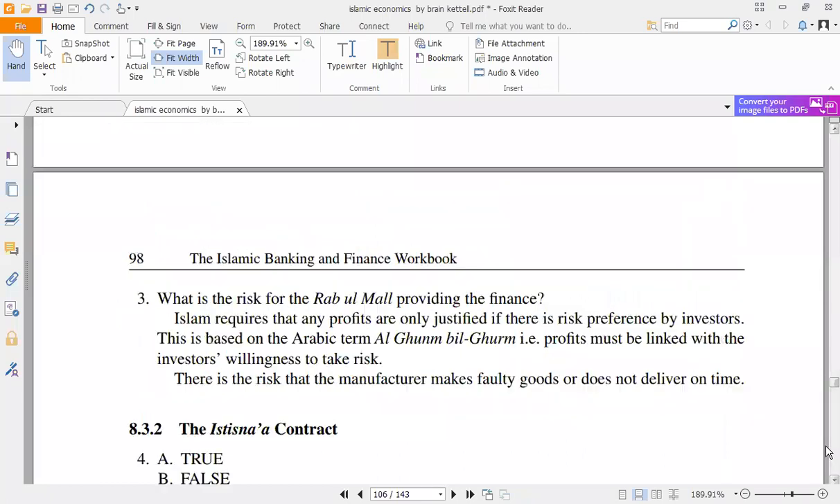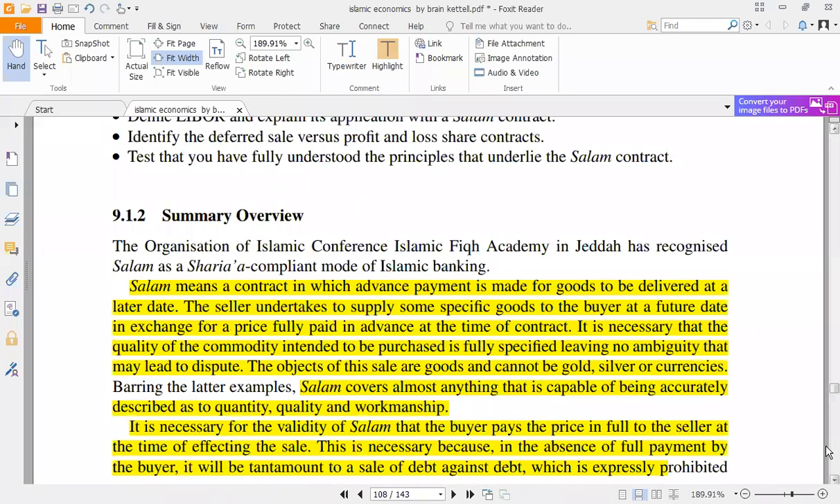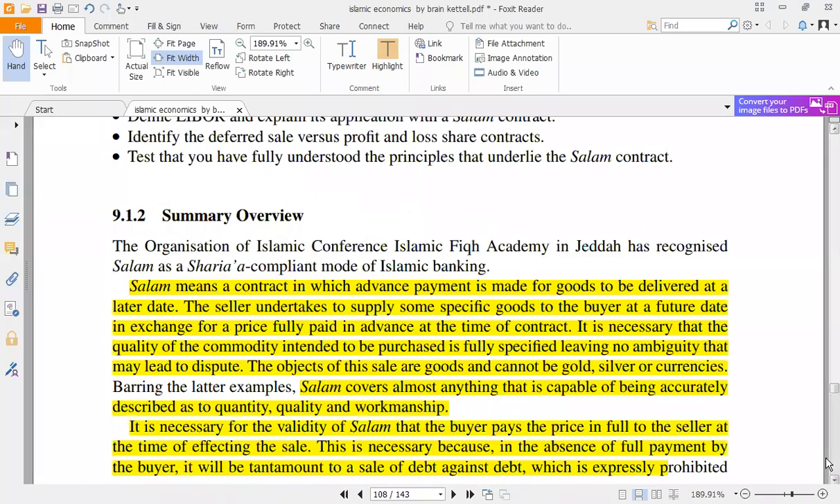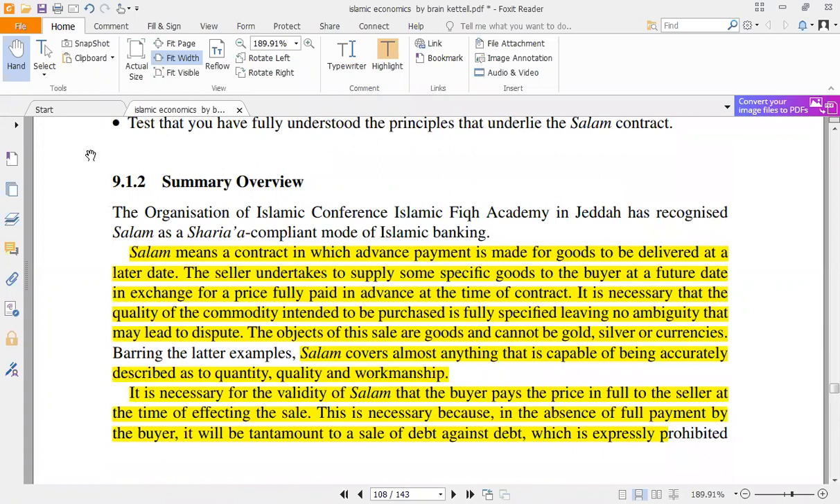Now, the next source of financing, the next mode of financing, we will discuss later. That is the Salam mode of finance. The Salam contract as a mode of finance. You can discuss the Salam contract mode of finance in detail. That is so easy. But just read it one time, and you can do the summary overview by yourself. Salam is a very different and very interesting mode of financing that is currently exercised in Islamic banks.